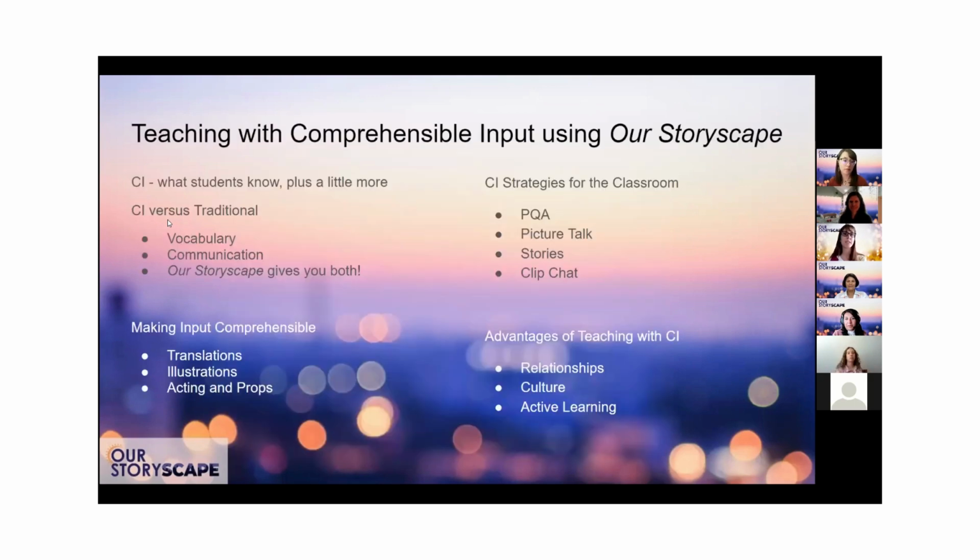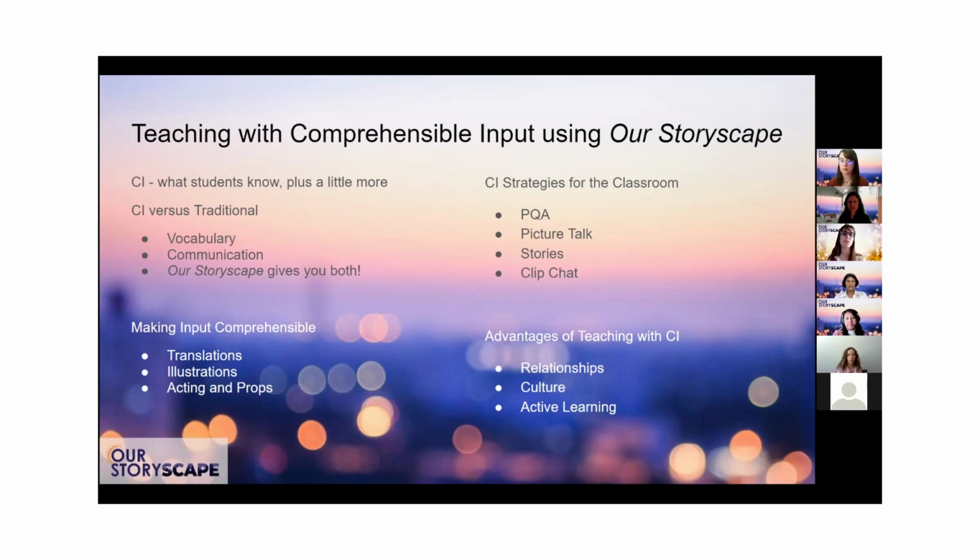So that's just about the end of my presentation. So just to kind of sum up what we did, we looked at what comprehensible input is, which is basically just using what students know plus a little bit more. We talked about comprehensible input versus traditional. So we know that it's different in vocabulary and that we have target structures instead. It's different in communication because we're focusing on just effective communication as opposed to perfect communication.